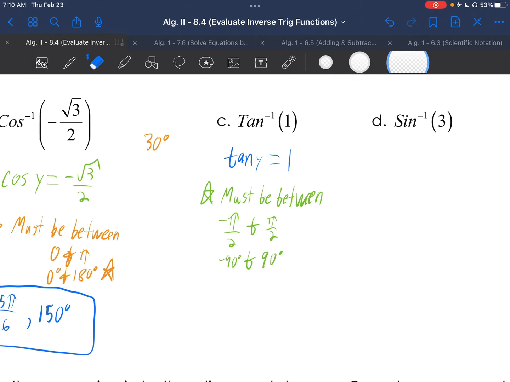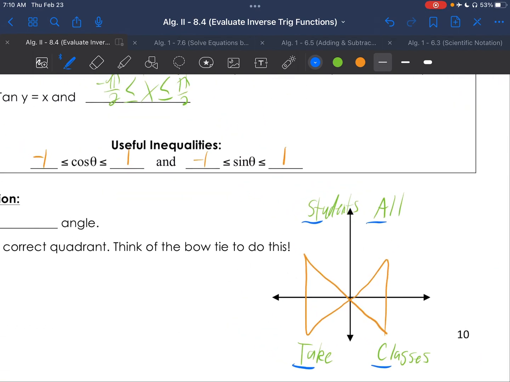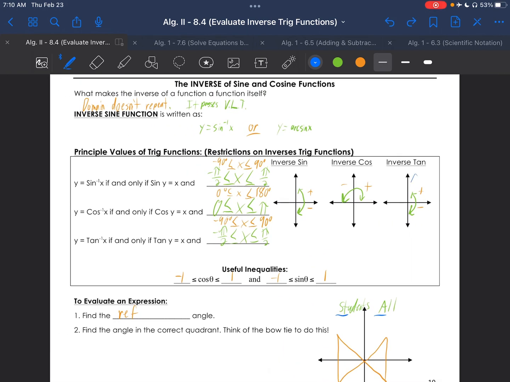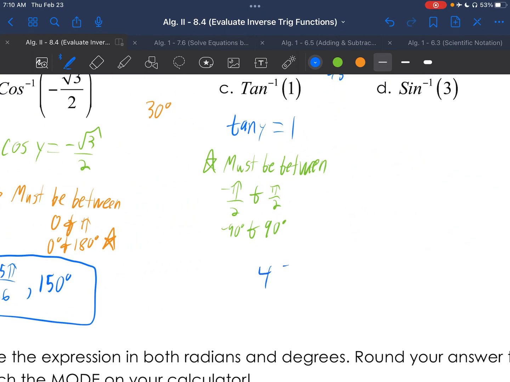And so we say, hey, the reference angle for this, when sine and cosine are both square root 2 over 2, is going to be 45 degrees. And tangent is positive in quadrants... well, let's go to our All Students Take Classes. Tangent's positive in quadrants 1 and 3. And if inverse tangent only exists in quadrants 1 and 4, it must be quadrant 1. So we're actually just using 45 degrees, aka our reference angle. And in radians, it would be pi over 4.